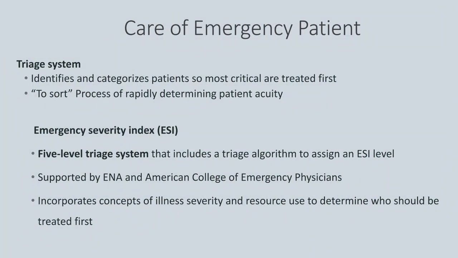The first thing we're going to talk about is the emergency room setting, and the triage system that is used there called the Emergency Severity Index. So the triage system literally is to identify and categorize patients so that the most critical are treated and seen first. This is a process to rapidly sort patients by their acuity.